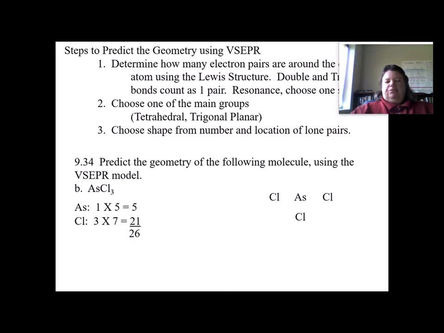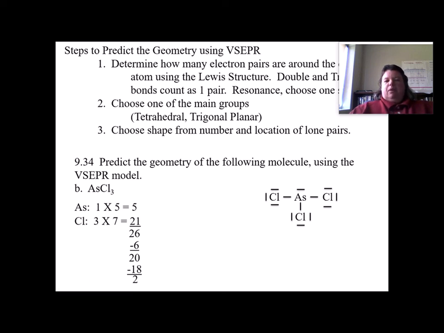I'm going to make 3 bonds here, here, and here. When I do that, I subtract 6, and that leaves me 20. Then I count around as I put my lone pairs around the outside atoms: 2, 4, 6, 8, 10, 12, 14, 16, 18. So I used up 18. That leaves me 2. Where do those 2 have to go? Onto the center atom, not as a bond. And so it looks like that. So that's the Lewis structure.